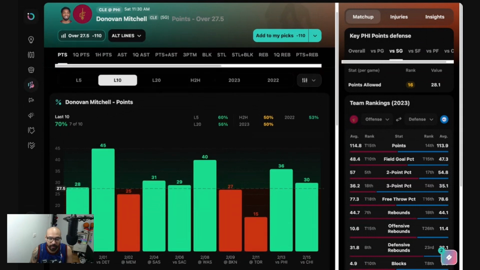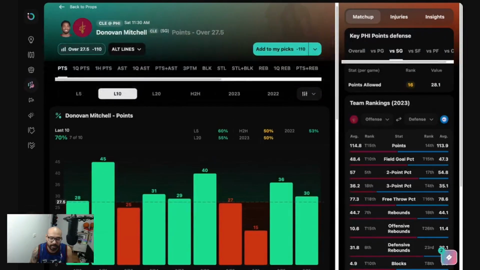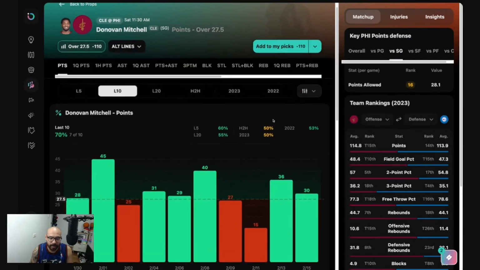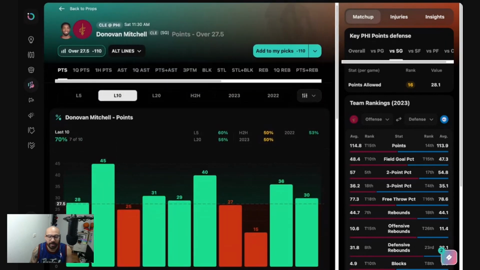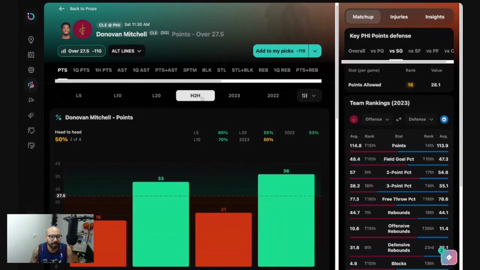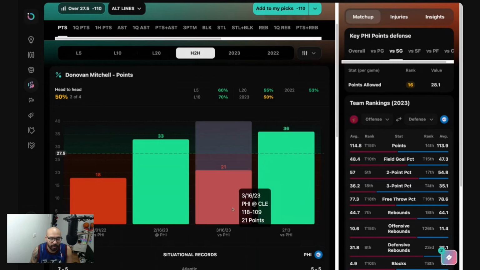Not his first game back. He didn't play today, did he? No, he didn't play today. So he was out, I believe, against the Magic. But Donovan Mitchell, so he's covered in 7 out of his last 10 head-to-head games against Philly. Scored 36 points against them in their very last matchup. I think that was only 10 days ago, so that was before the break. 21 prior to that, 33.